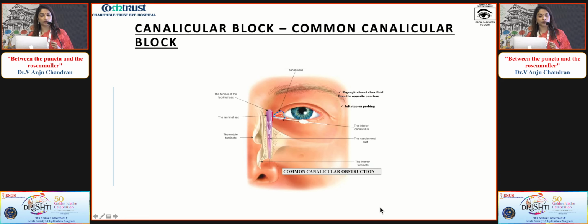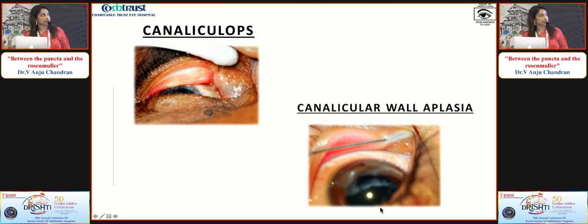Common canalicular block, I will finish with this slide. What you would find is regurgitation of clear fluid on syringing, which need not be an NLD obstruction. You should always do a probing to confirm whether it is an NLD obstruction or a common canalicular block. In this case, you will get what is called a soft stop. Some other rare conditions are canaliculops and canalicular wall aplasia.